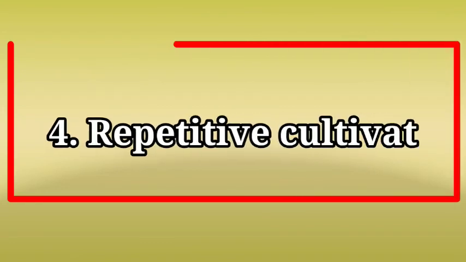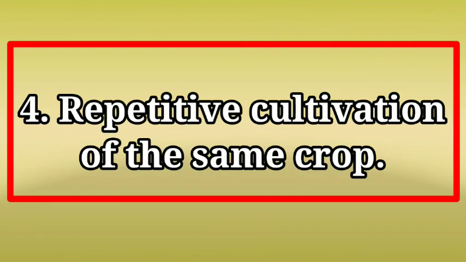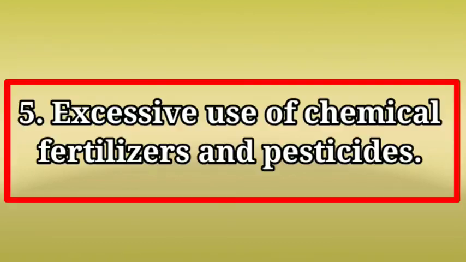Sometimes, for making profit, farmers repeat cultivation of the same crop again and again. It is also one of the reasons of diminished soil fertility. Excessive use of chemical fertilizers and pesticides to increase the yield of crops also causes diminished soil fertility.